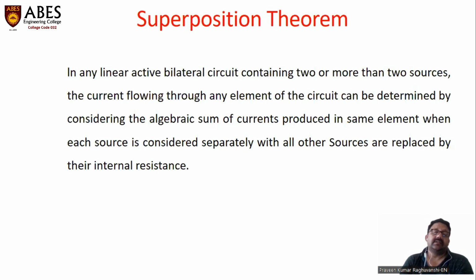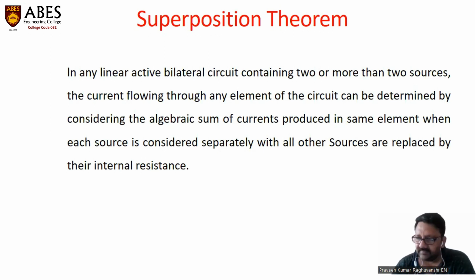So while considering the superposition theorem, here we are going to deal only with independent sources. By independent energy source, I am referring to energy sources in which the magnitude of the source is independent of any other parameter of the circuit. So mainly we are going to consider two types of sources: one is the voltage source and the other is the current source.